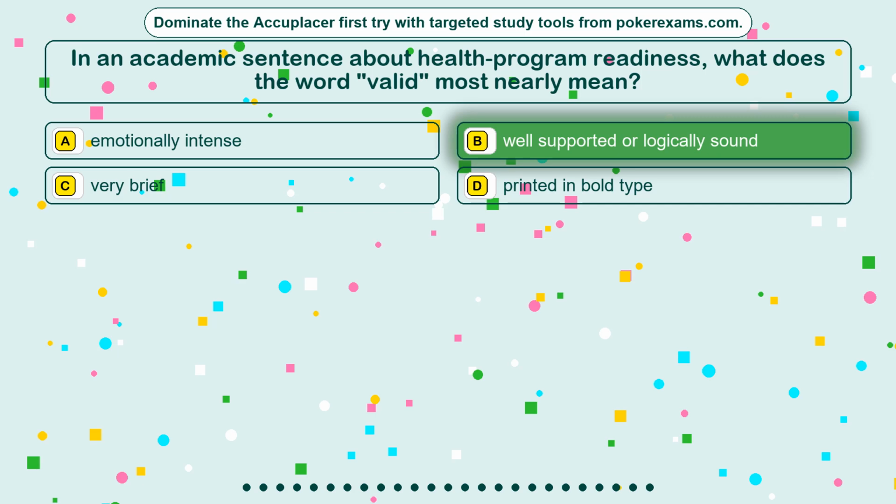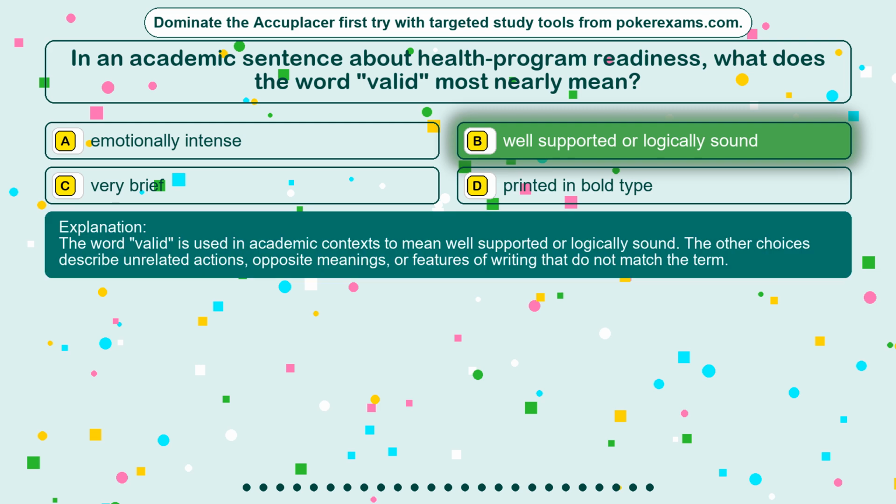The correct answer is Option B, well supported or logically sound. The word valid is used in academic contexts to mean well supported or logically sound. The other choices describe unrelated actions, opposite meanings, or features of writing that do not match the term.